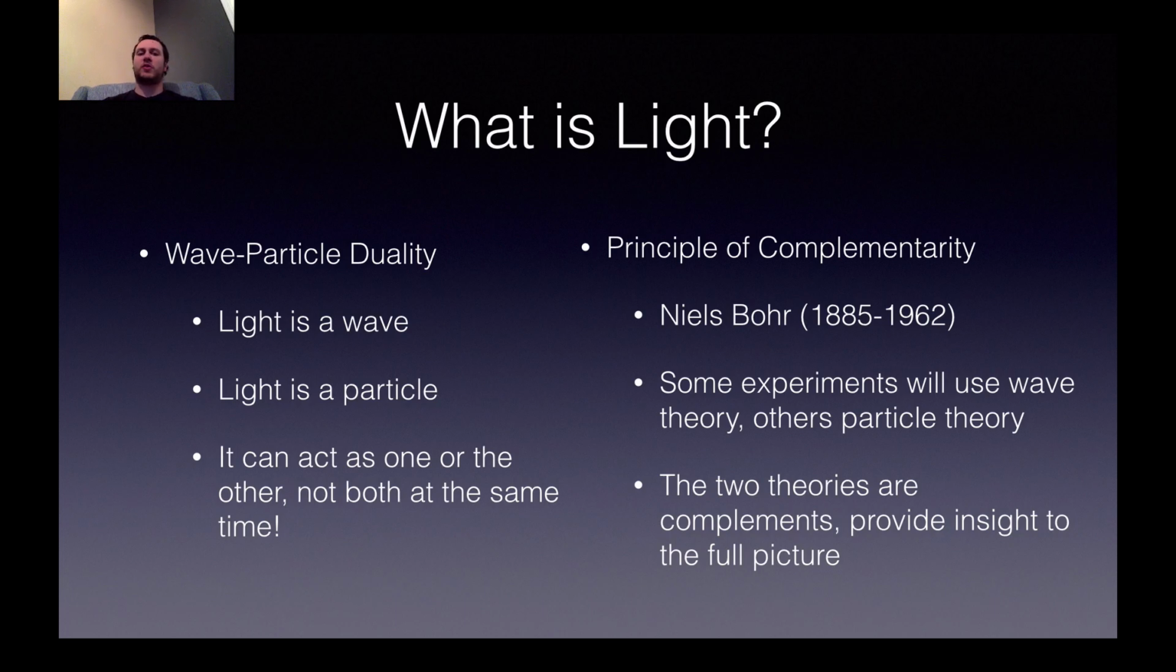Some experiments are going to give you a result that lends light to being more like a wave. Some will lend it more towards being like a particle. However, it can't be both at the same time. They complement each other. So to fully understand light, you have to know that they both exist in some way, shape, or form.